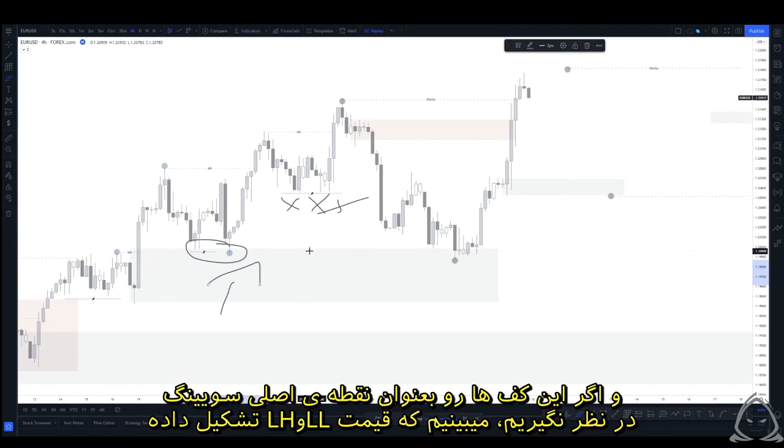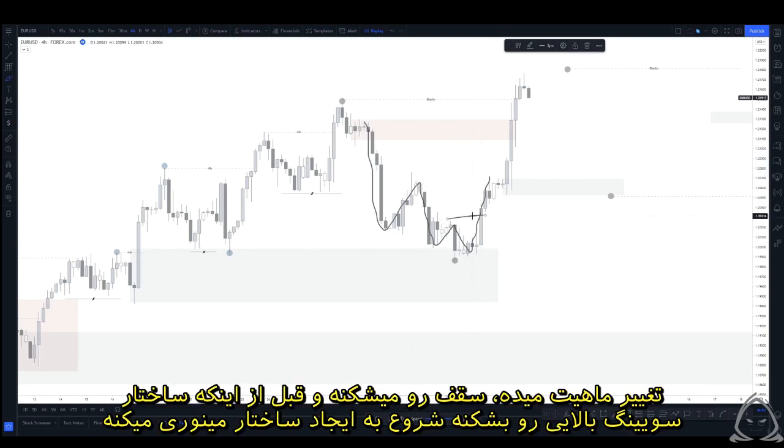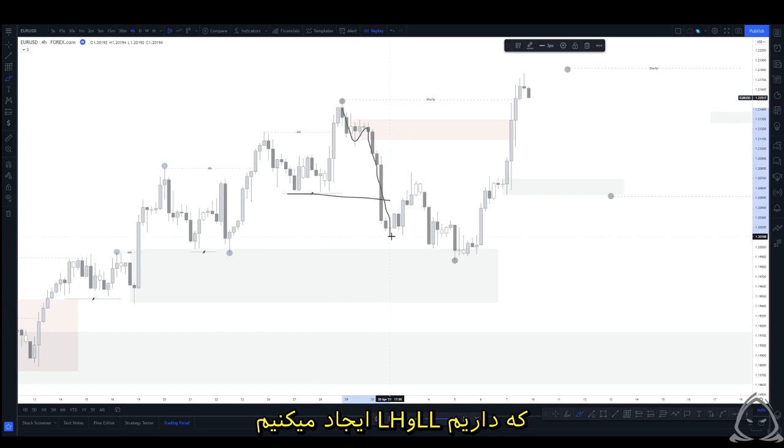And as we can see, if we just eliminate this set of lows as a primary swing point, we can see that price creates lower lows and lower highs, and then changes character, breaking the high, and starts to create minor structure before we actually take out the swing structural high. Now, of course, from a 4 hour perspective, we can absolutely use this as a structural point and then start to say that we're now creating lower lows and lower highs. We're breaking structure to the downside. There's absolutely nothing wrong with that.